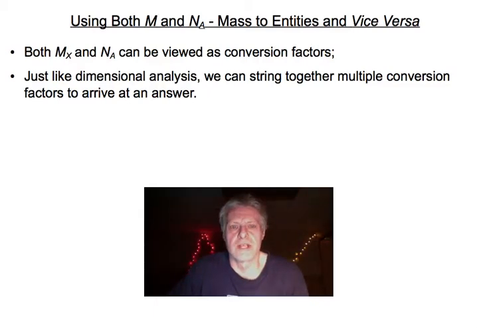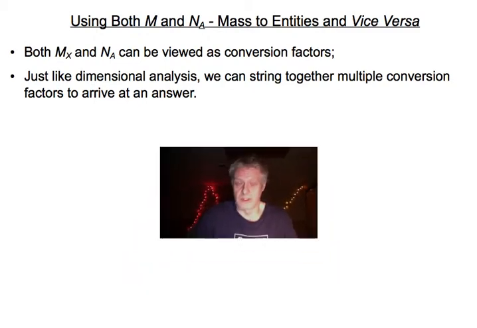So the next progression after we've used both the molar mass and the Avogadro constant as conversion factors is to put these two together. In so doing, we can use both these conversion factors to go from, say, chemical entities all the way to mass, or vice versa, go from a mass of a substance to the number of molecules, for example. So we'll do that.